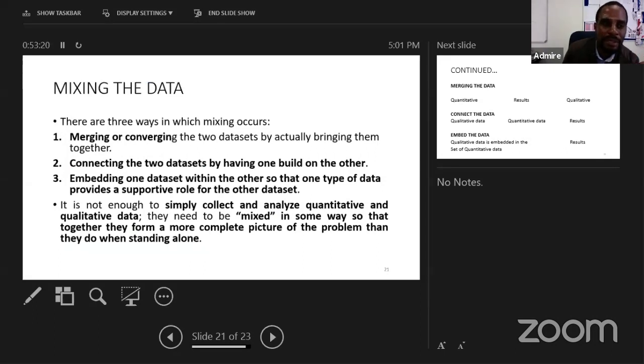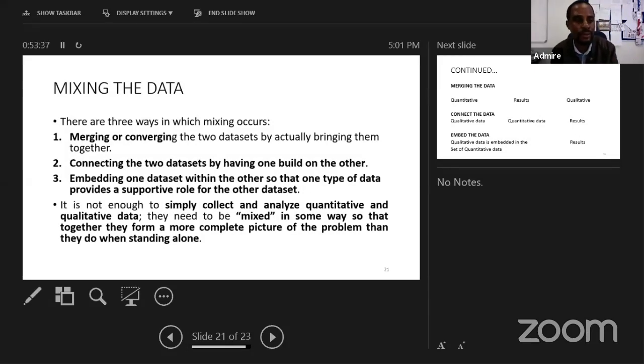So when you are pretty much operating at the level of what we're talking about, exploratory and also explanatory, you are merging and converging two data sets. That's essentially what you're doing. And also, you are connecting two data sets by having one build on the other. So we've already talked about it.